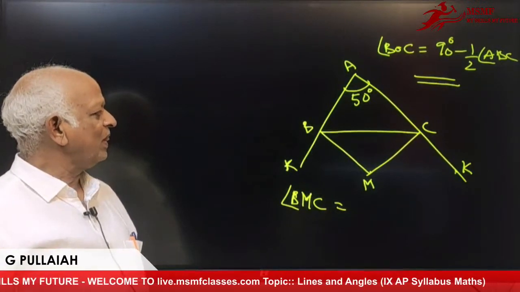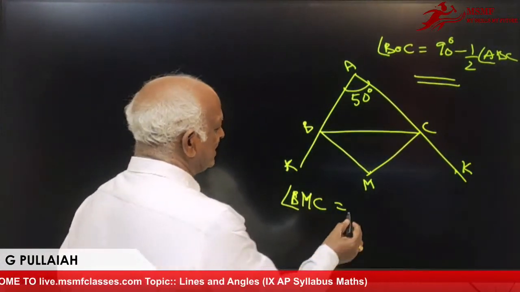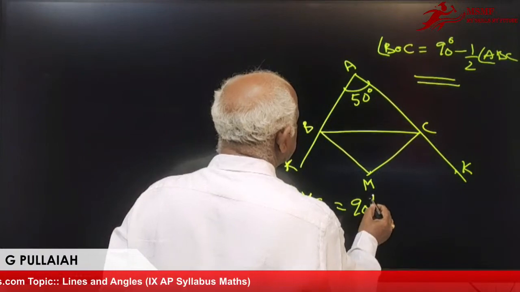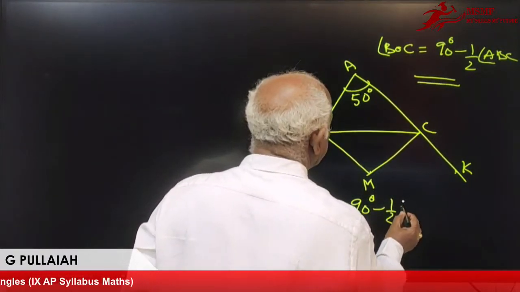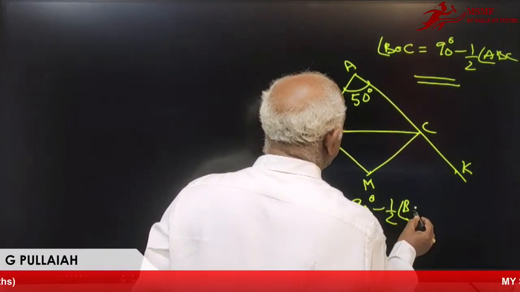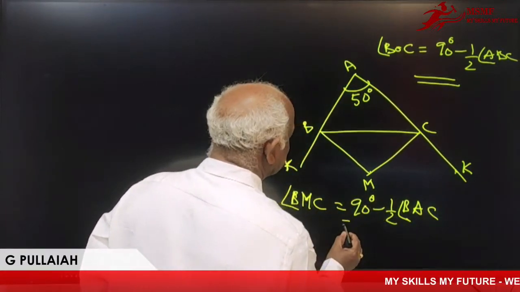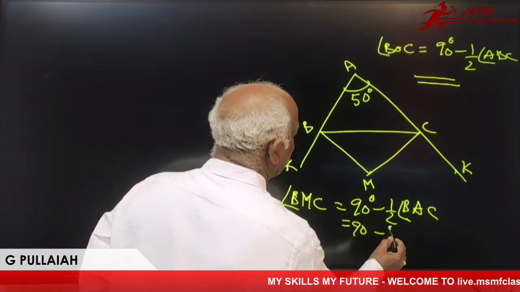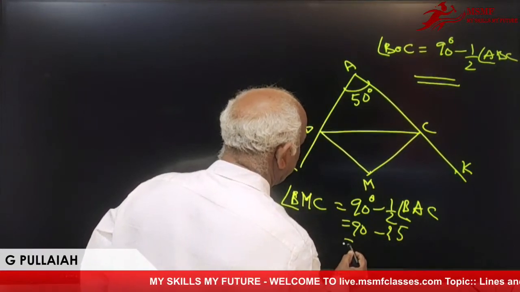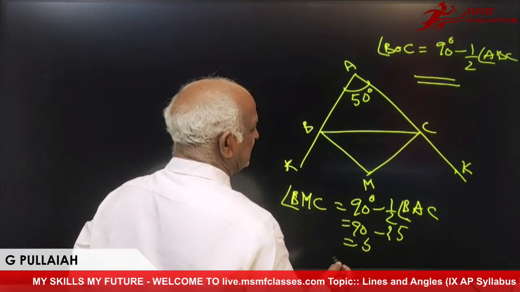Similarly here now, angle BMC is nothing but 90 degrees minus half angle BAC. That is nothing but 90 minus 25.